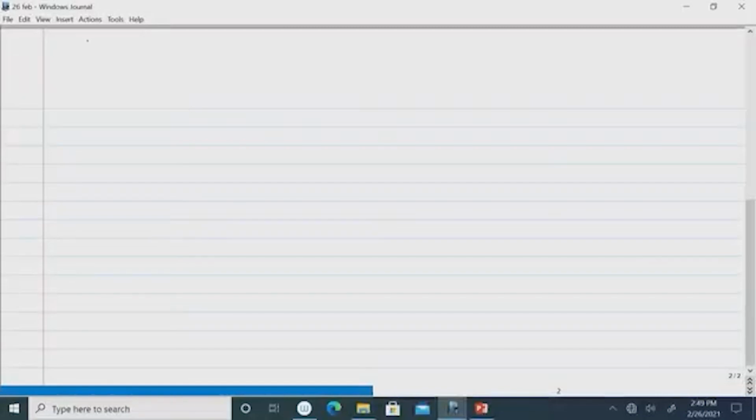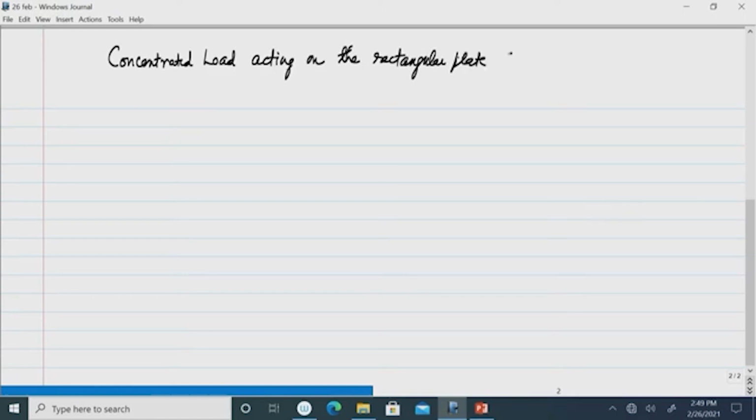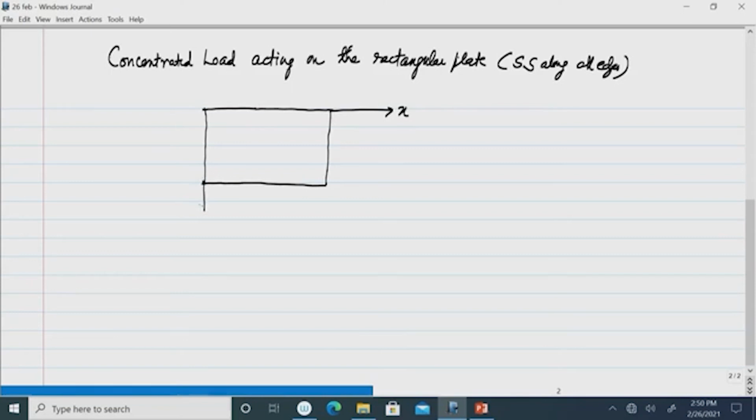The expression that we have earlier derived, from that we will start the influence of concentrated load acting on the rectangular plate. Rectangular plate simply supported, SS means simply supported, along all edges. So, that is our boundary condition. If I see the plate, we have this as the x axis and this is the y axis, and this can be taken as the origin.